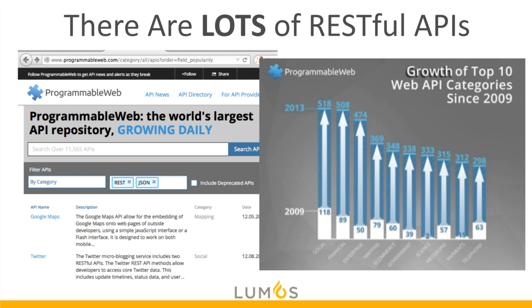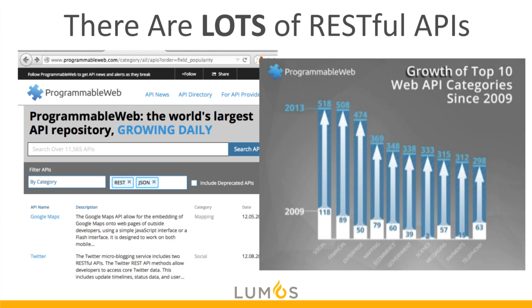And really, as I mentioned before, there are lots of RESTful APIs. So even looking back at like 2009, we had maybe 118, at least according to this infograph, Programmable Web had basically said we had 118 social RESTful APIs. In 2013, we had 518, okay? And obviously now in 2015, 2016, way, way, way more. So this has only exponentially grown over time.